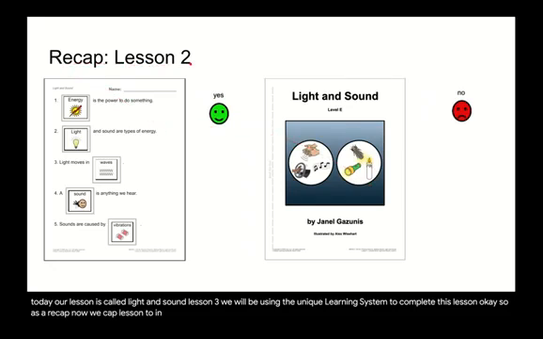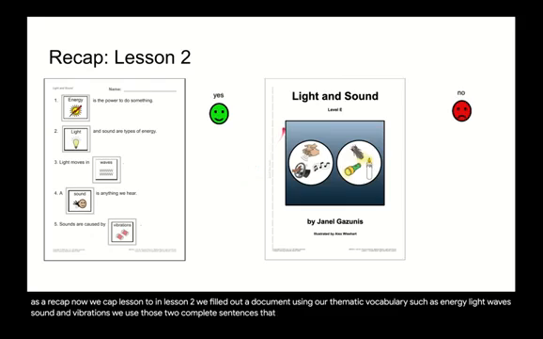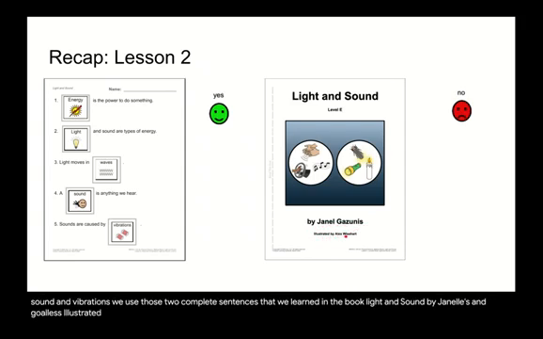Lesson 2. In Lesson 2, we filled out a document using our thematic vocabulary, such as energy, light, waves, sound, and vibrations. We used those to complete sentences that we learned in the book Light and Sound by Janelle Zengoulis, illustrated by Alex Weishart.